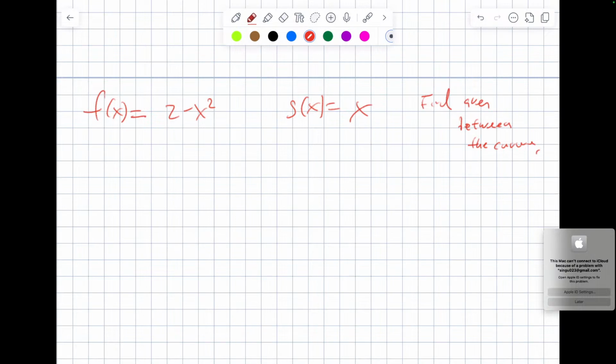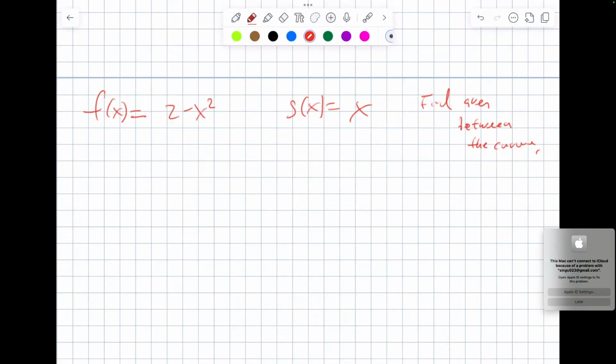If you do it right, you should get 4.5. Right, I got it right. Now you get 4.5. 9/2. The fraction would be 9/2.